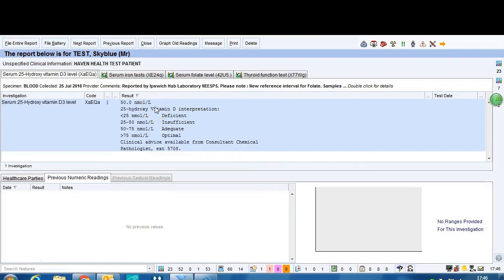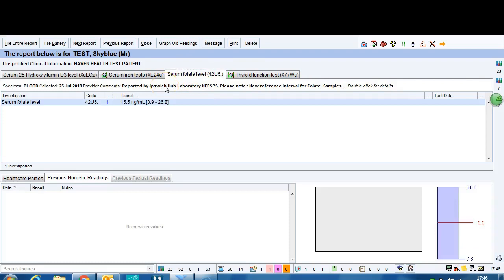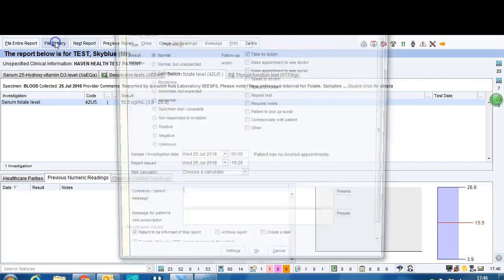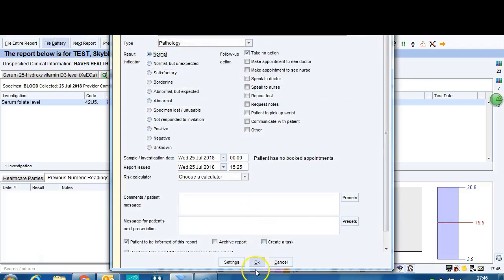So here we have vitamin Ds and iron tests and folate tests and thyroid tests. So this is interesting. Okay, let's start with folate. Folate is the easiest one out of all of them. You've got a normal range here. If it's in the normal range, it's normal. So the normal range is 3.9 to 26.8. It's 15.5. That's smack bang in the middle of that normal range. That's normal. Our battery, normal.